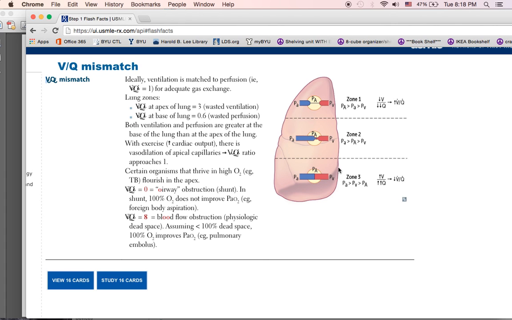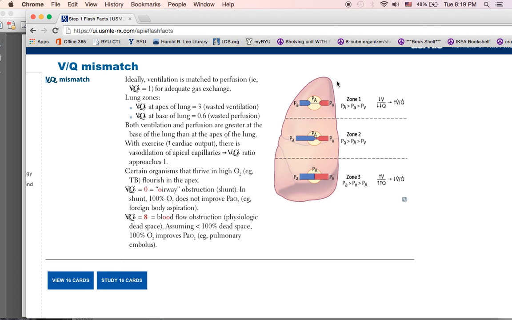Now, the base of the lung is also going to have more ventilation than the apex of the lung. This is something that a lot of people get confused on. The base has greater ventilation and perfusion. Now, this VQ is the ratio of ventilation to perfusion. So in the base of the lung, the ventilation and perfusion ratio, or the VQ, is close to 1, or 0.8.